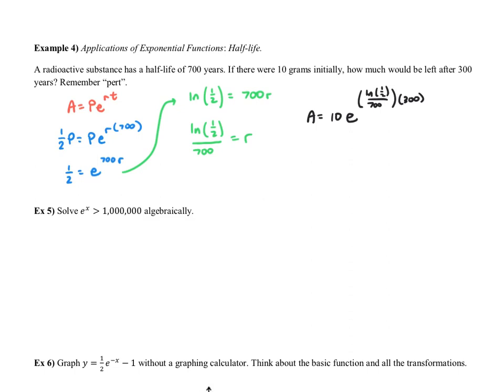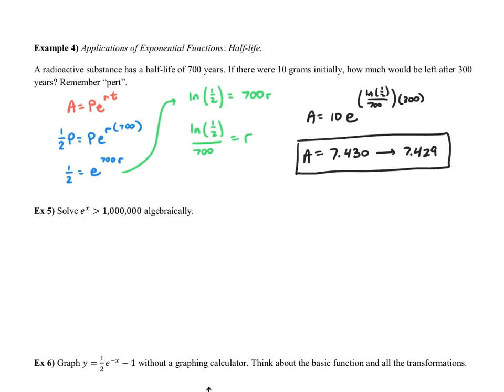And so if you do this in your calculator and you round to 3 decimal places, you get 7.430. Keep in mind with AP Calculus, you can also take 7.429. You don't have to round that third decimal place. That would be acceptable as an answer as well.